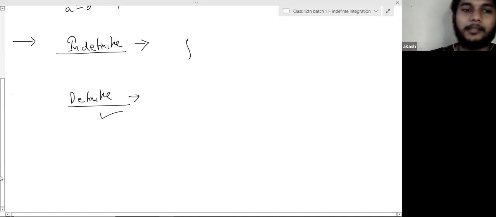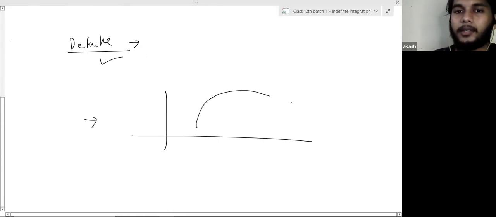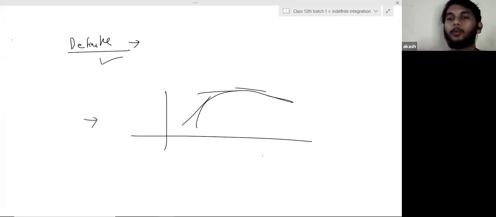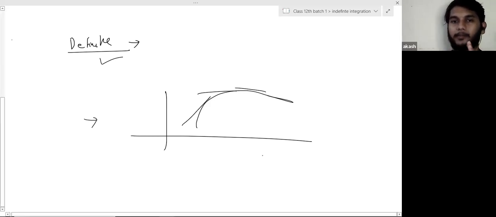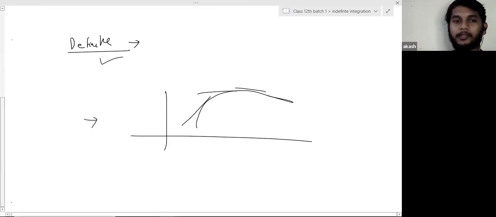Let me explain in some other way. If you have a graph, differentiation breaks things down: finding the slope, finding maximum and minimum. Integration is just the opposite of that. Integration joins things and makes things whole. Differentiation breaks things, and integration joins things. It is just the reverse process of differentiation. That is why I'm saying differentiation is very important to learn integration. This is the complete opposite.